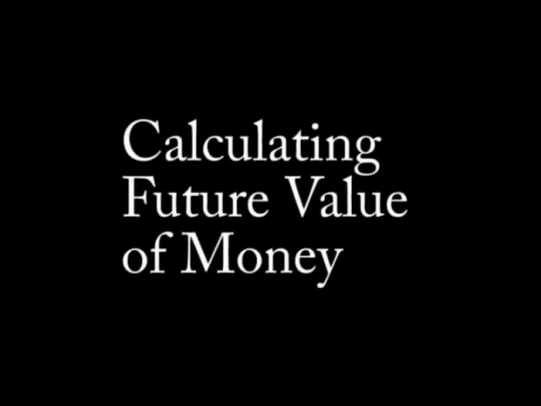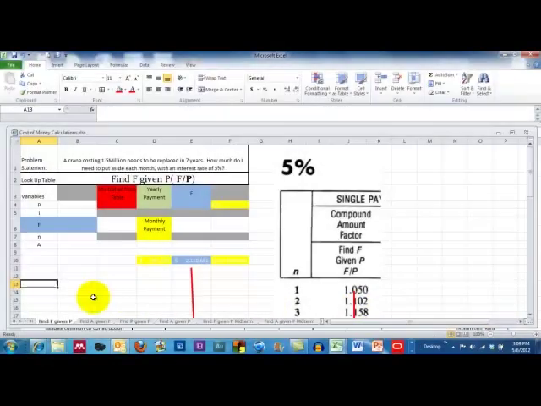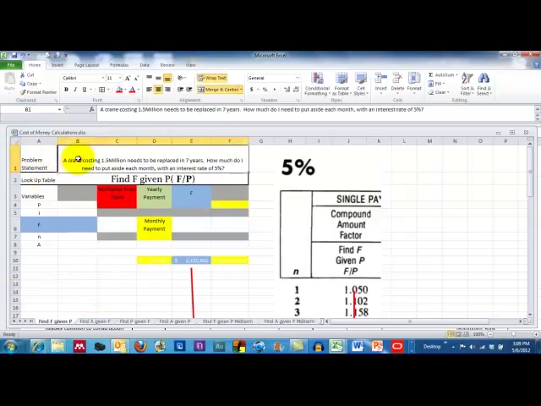So let's go forward now and talk about how you actually do the computations for each one of these problem statements. In front of you, you see an Excel spreadsheet, and I've blanked out the values so I can take you through a step-by-step process. The problem statement at the top: a crane which costs $1.5 million today needs to be purchased in 7 years. How much do I need to set aside each month if I'm getting a 5% interest rate on my initial funds?